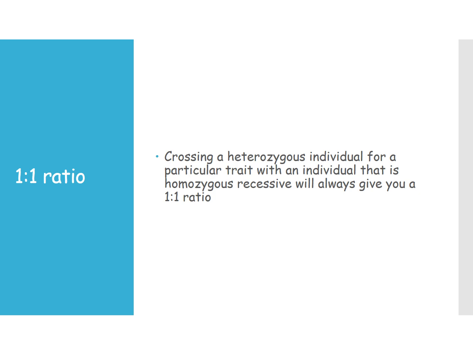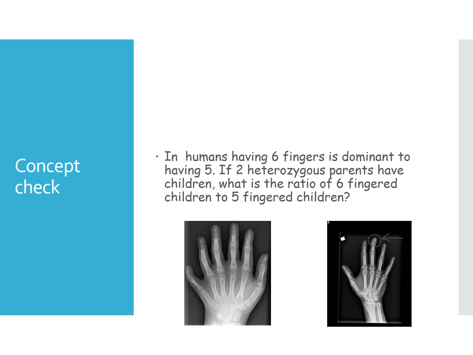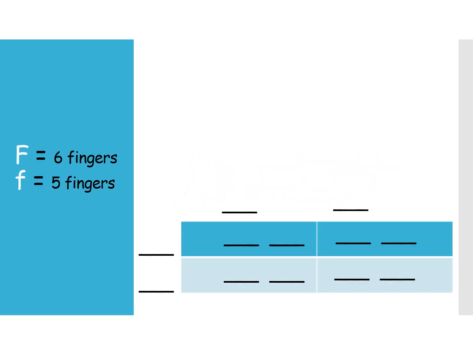Anytime you cross a heterozygous individual for a trait with an individual that is homozygous recessive, that will give you a 1-to-1 ratio. In humans, having 6 fingers is dominant to having 5. Just because a trait is dominant, that doesn't necessarily mean it's more prevalent in the human population. If 2 heterozygous parents have children, what is the ratio of 6-fingered children to 5-fingered children?